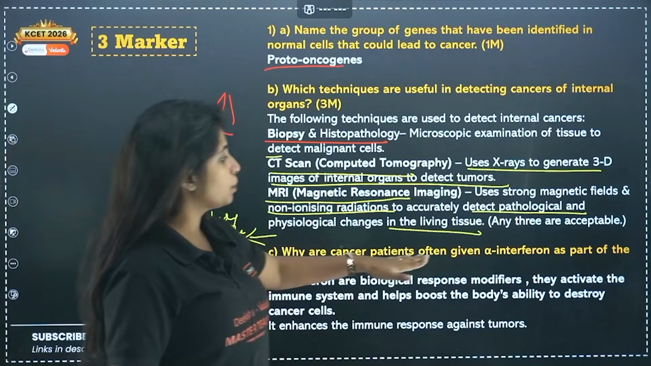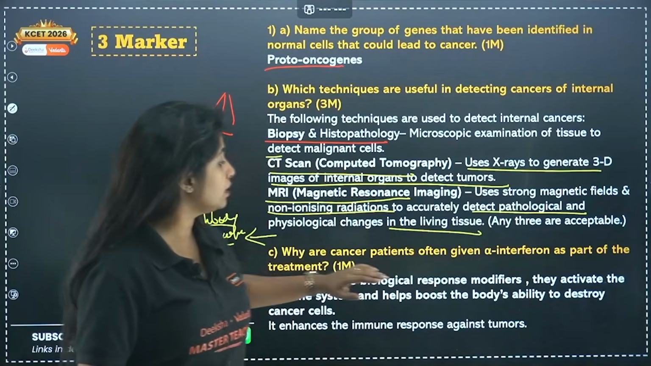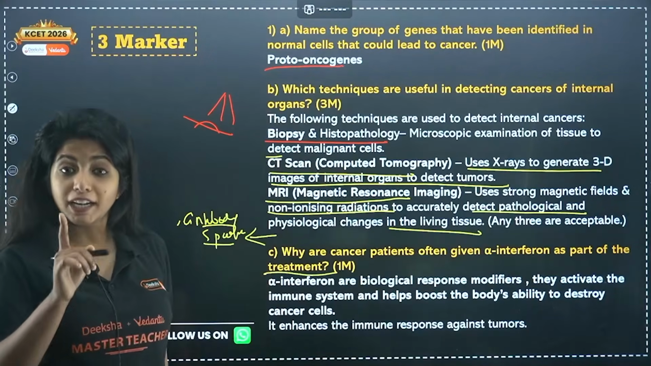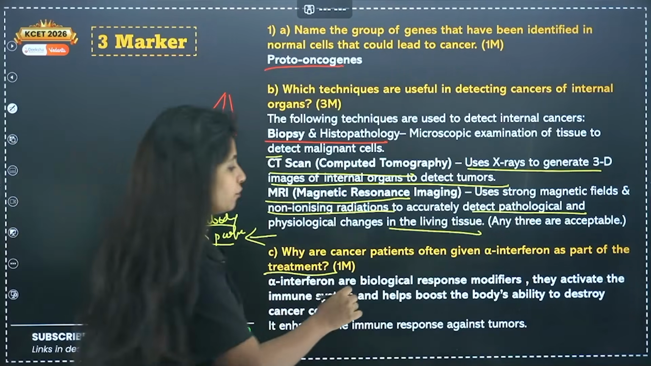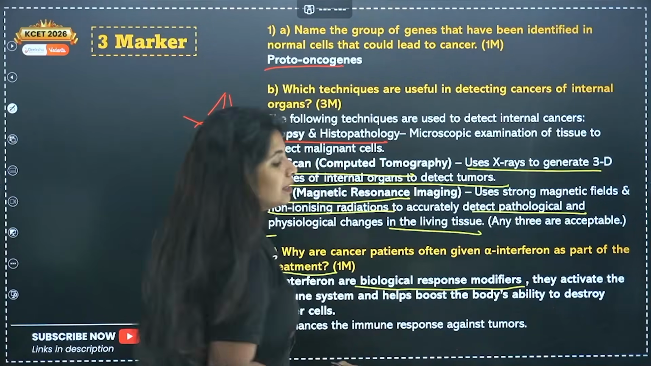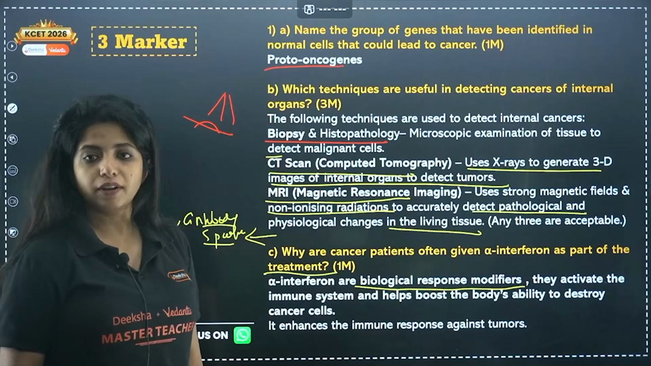Now, why are cancer patients often given alpha interferons as a treatment? I told you, alpha interferon is a biological response modifier. It is for increasing your immunity. That is why you are given alpha interferons.